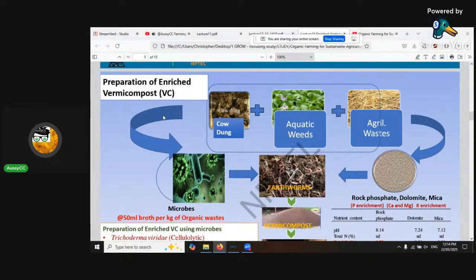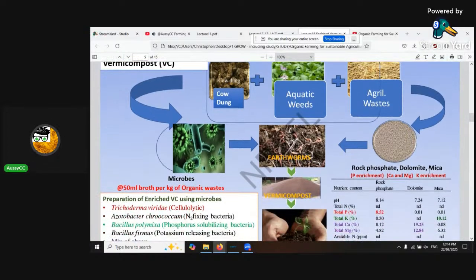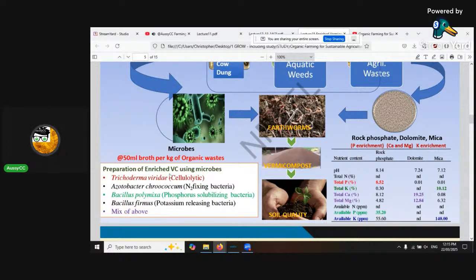Here's some different ways that they suggest to produce your vermicompost. So preparations: this is with cow dung, aquatic weeds as the green manure, and the brown manure is the agricultural wastes. They've gone and inoculated it with some rock phosphate, dolomite, and mica. Okay, they put in this ratio with earthworms and microbes, and these are the microbes over here: Trichoderma variety, Azococcus, Bacillus polymixa, Bacillus firmus, mix of the above.